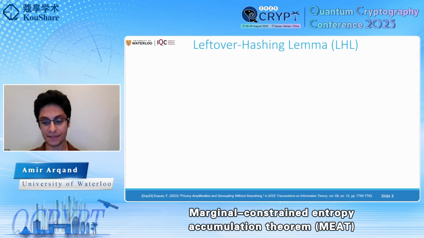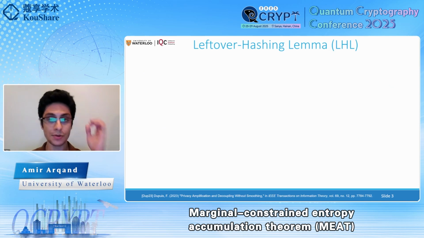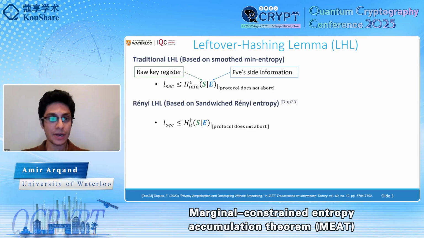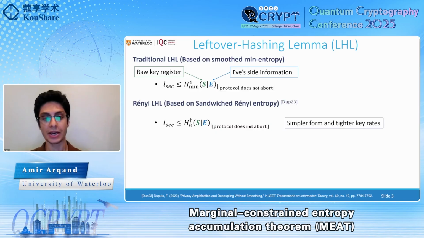Okay, moving on to the leftover hashing lemma. The leftover hashing lemma essentially connects the length of the extractable secure key to some form of conditional entropic quantity. A traditional LHL connects this to the smooth min-entropy of the raw key register conditioned on Eve's side information. Whereas recently there's been a new Rényi version of the leftover hashing lemma that is written based on the sandwiched Rényi entropy, which turns out to be of a simpler form and leads to tighter key rates.